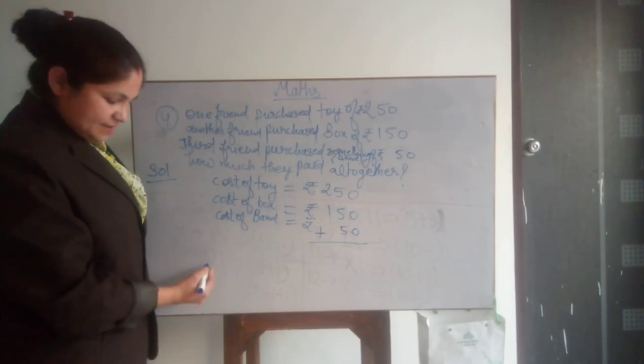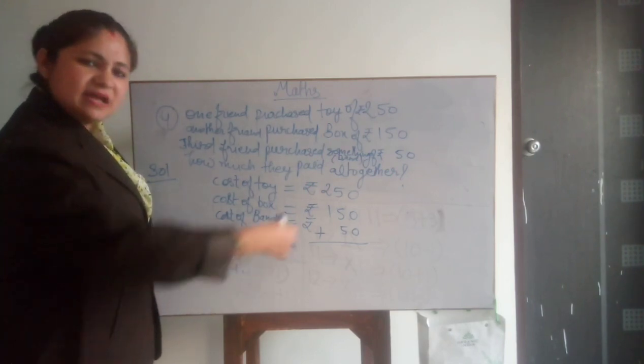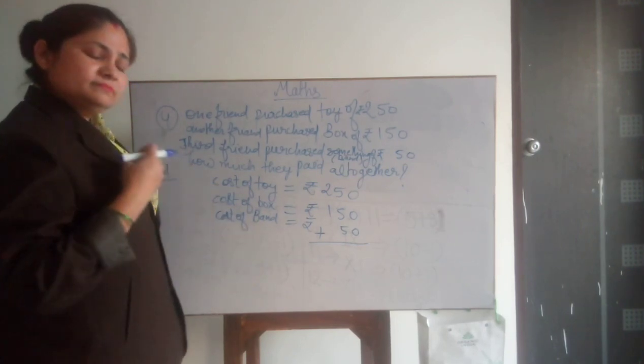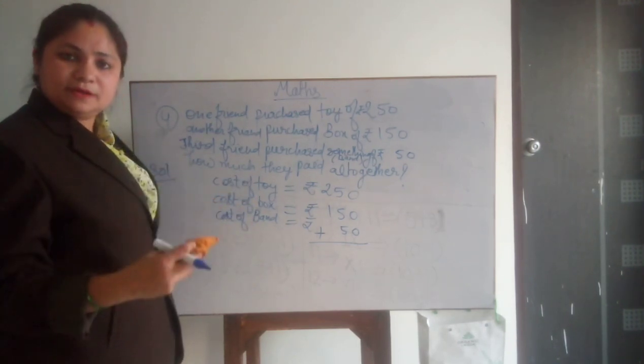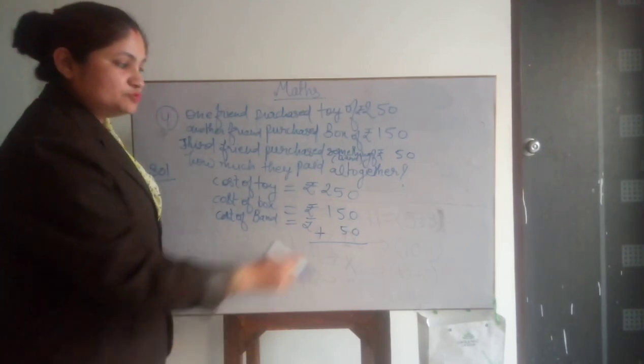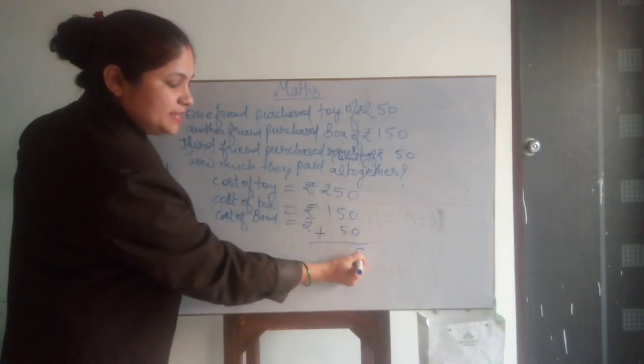If I am writing 0 plus 0 plus 0 plus, 100 times, 1000 times, whatever you are willing to write, you can write, but the answer will be 0. So 0 plus 0 plus 0, the answer will be 0.